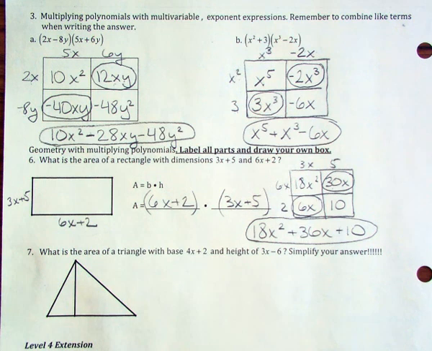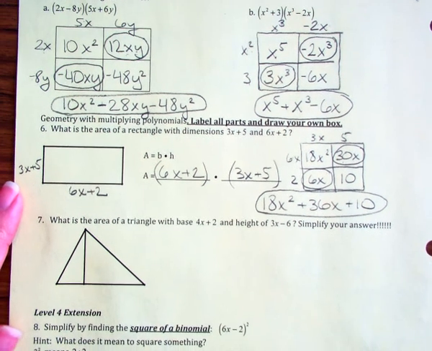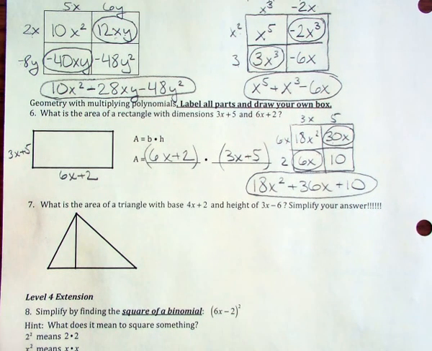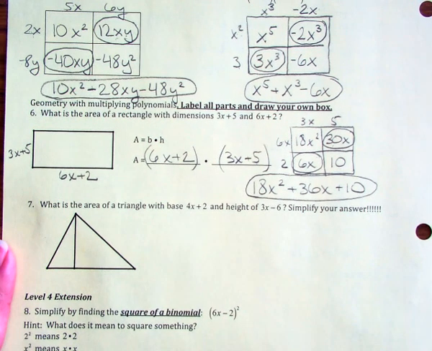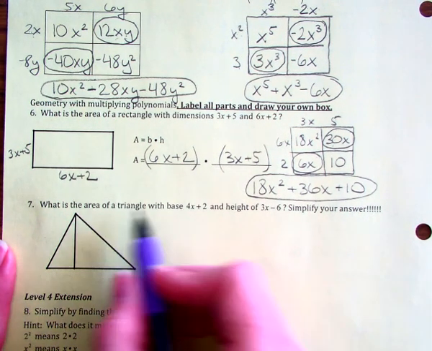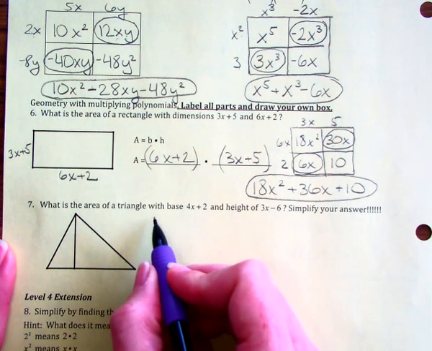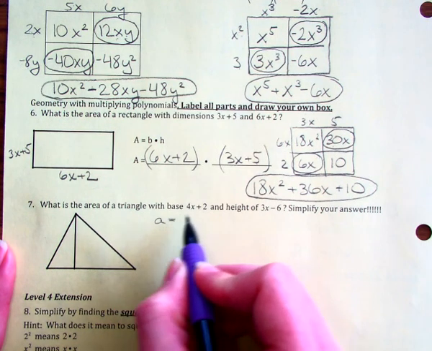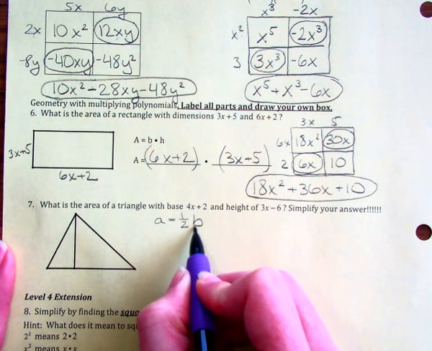Okay, let's try a triangle. Okay, don't forget our formula for a triangle. A triangle ends up being half the area of a rectangle. So its area formula is area equals 1/2 base times height.